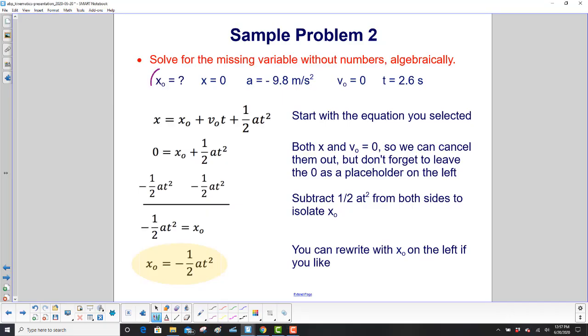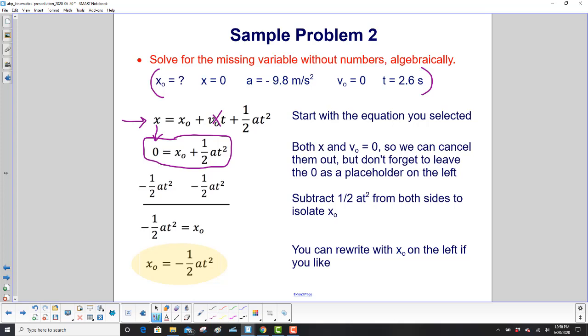Once again, we have our variables, constant, and what we want to find up here. Here's our equation, second kinematics. Now, what equals 0? x is equal to 0, so we replace it with the 0. v0 is equal to 0, so this term just goes out, and we're left with 0 is equal to x0 plus 1/2 at squared. Make sure you leave that 0 on the left side for x.